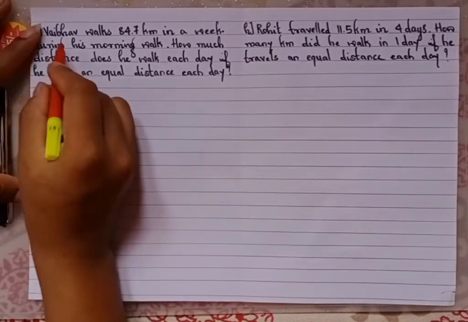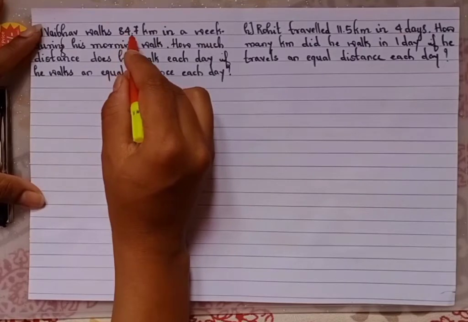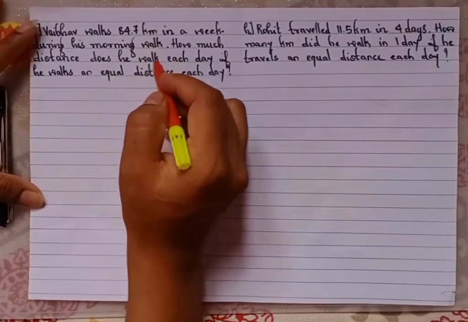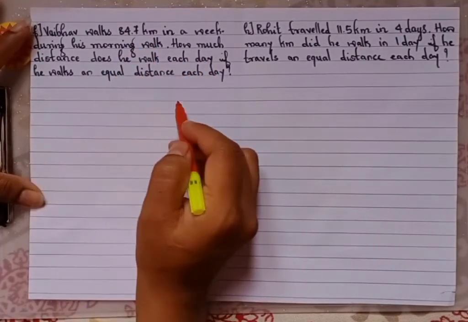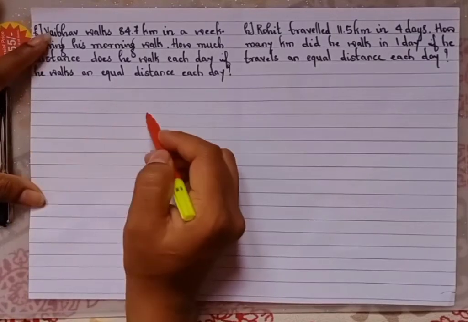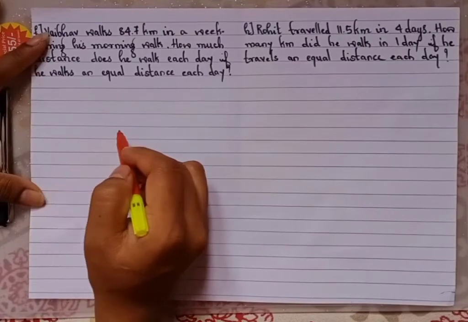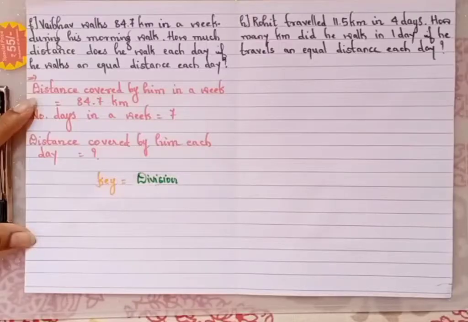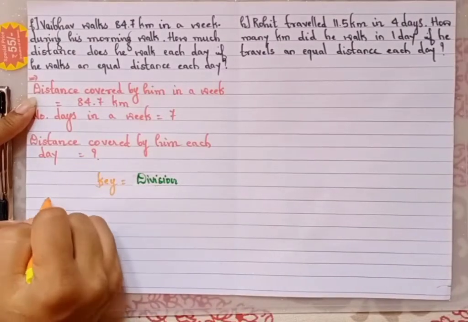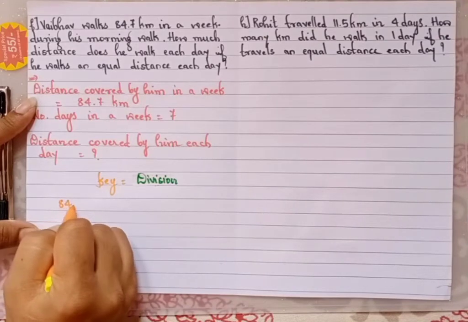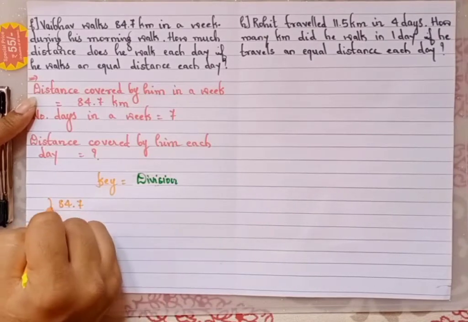Distance covered by Vaibhav in a week equals 84.7 kilometer. Number of days in a week equals 7, and distance covered by him each day equals question mark. Key: division. Now let's divide 84.7 by 7.